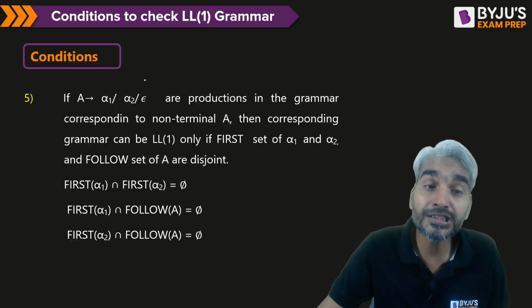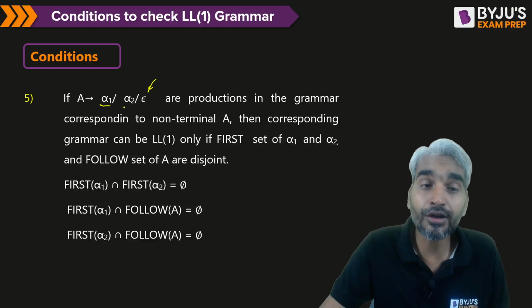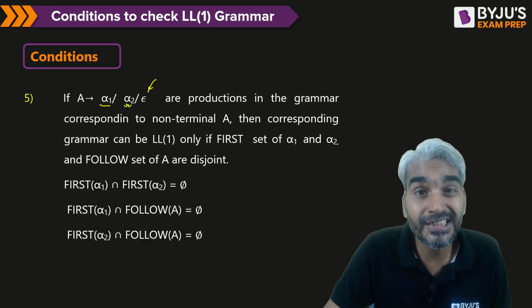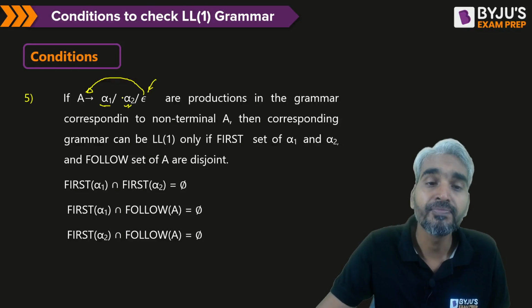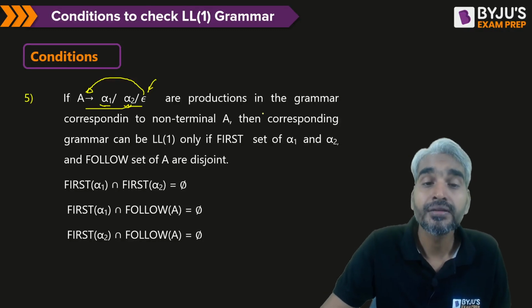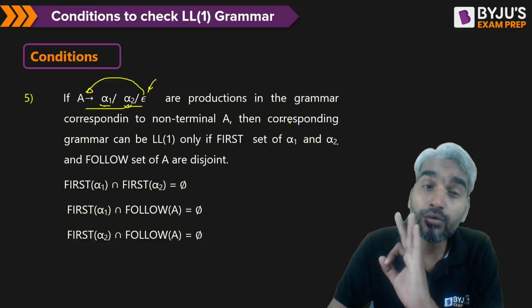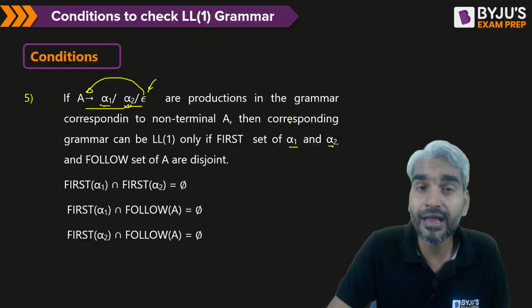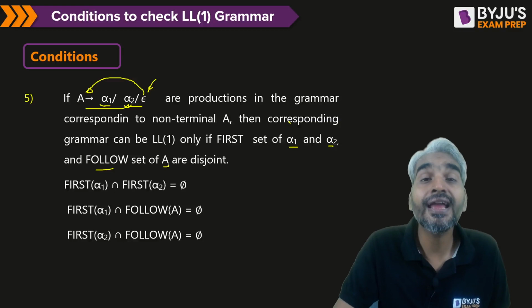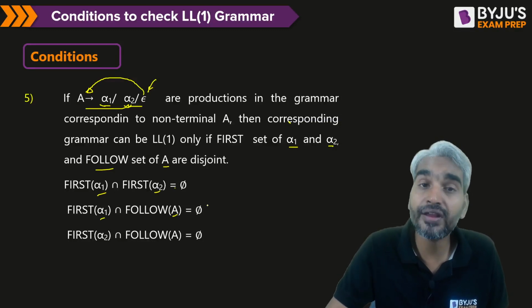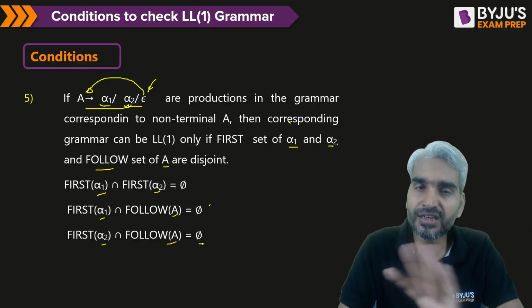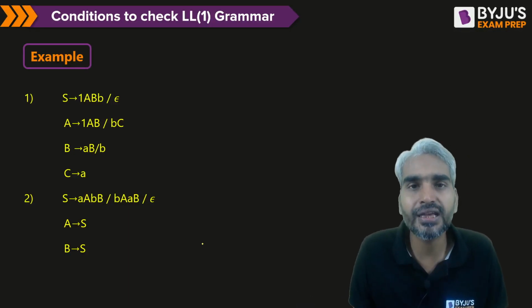Apart from that, if epsilon is present, then what will happen? These two things are normal, that first of alpha 1 and first of alpha 2 must be disjoint. But apart from that, the first sets of alpha 1 and alpha 2 must also be disjoint with the follow of this non-terminal A. So the corresponding grammar can be LL1 only if the first sets of alpha 1 and alpha 2 and the follow set of A are disjoint. So first of alpha 1 and alpha 2 must be phi. First of alpha 1 and follow of A must be phi. First of alpha 2 and follow of A must also be phi. If you know these five conditions, you can easily say whether the grammar is LL1 or not.